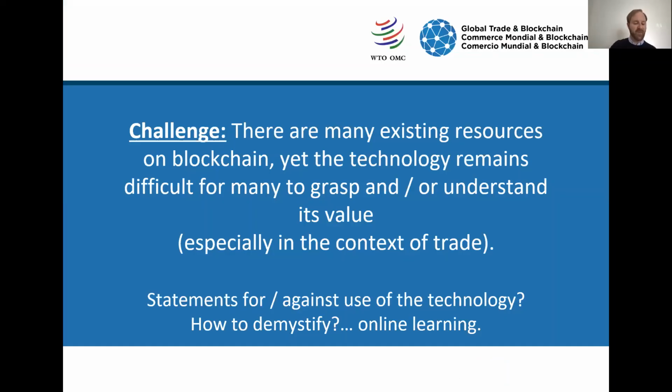So we identified a major challenge that the course seeks to address, in that there are a lot of resources on blockchain, but many people find it difficult to grasp and or understand the value of the technology. And this is especially true when considering the international trade context. There are many statements for and against the use of blockchain and DLT in trade. Sometimes it might seem like blockchain is everything and the kitchen sink. So we kind of realized we needed to address this issue.